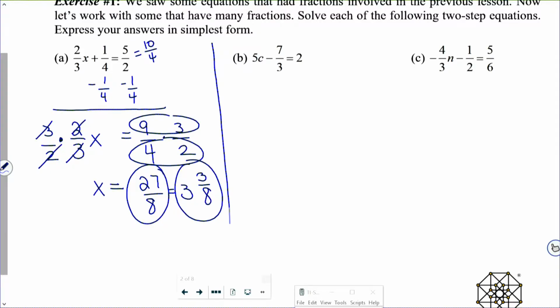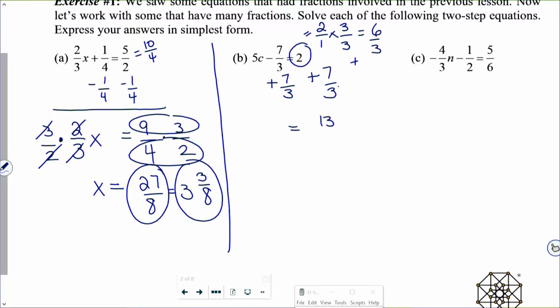Now, just like before, the first thing I'm going to do is add 7/3 to both sides. Now again, it's a little bit tricky here because what is 2 plus 7/3? Well, 2 can be thought of as the number 2 divided by 1. And if I want to get a common denominator, multiply both top and bottom by 3, and I'll get 6/3. So now I have 6/3 plus 7/3, which is going to give me 13/3 is equal to 5c.